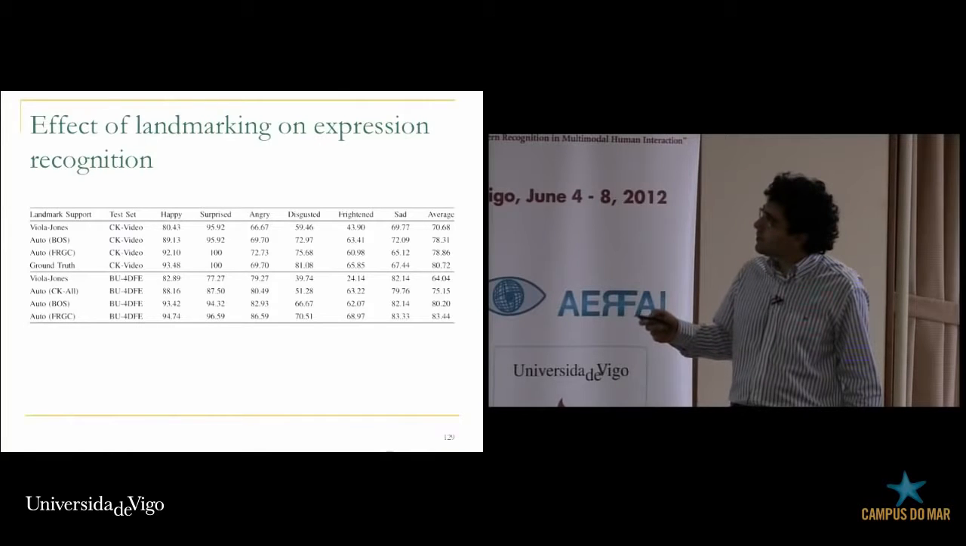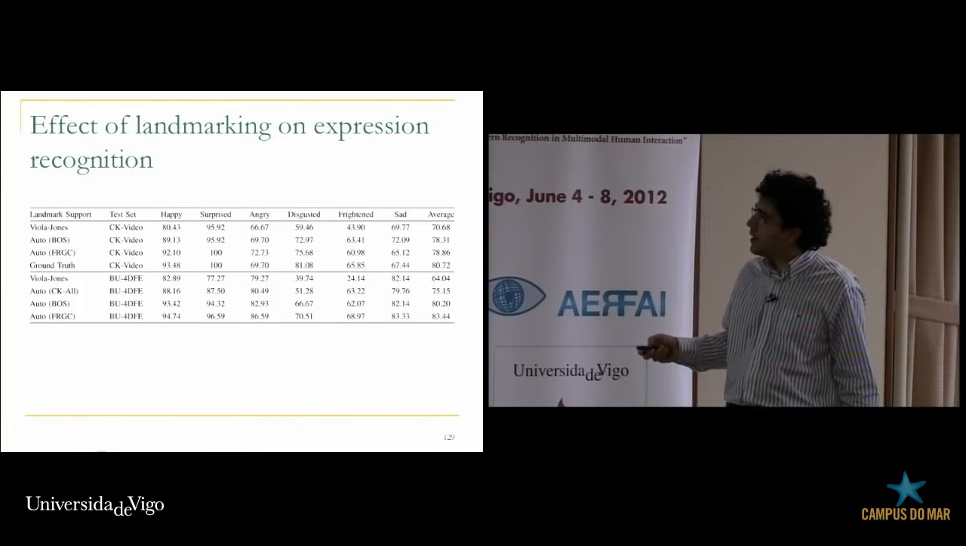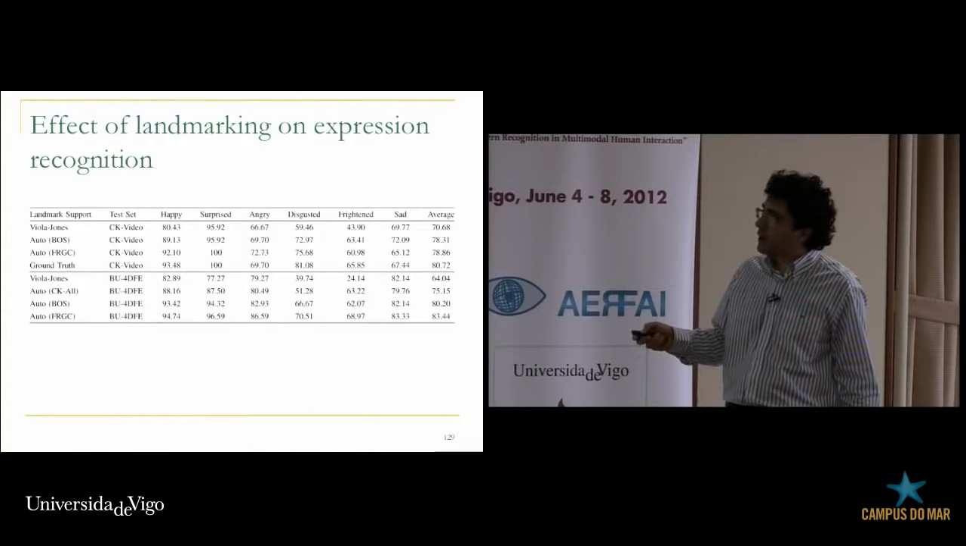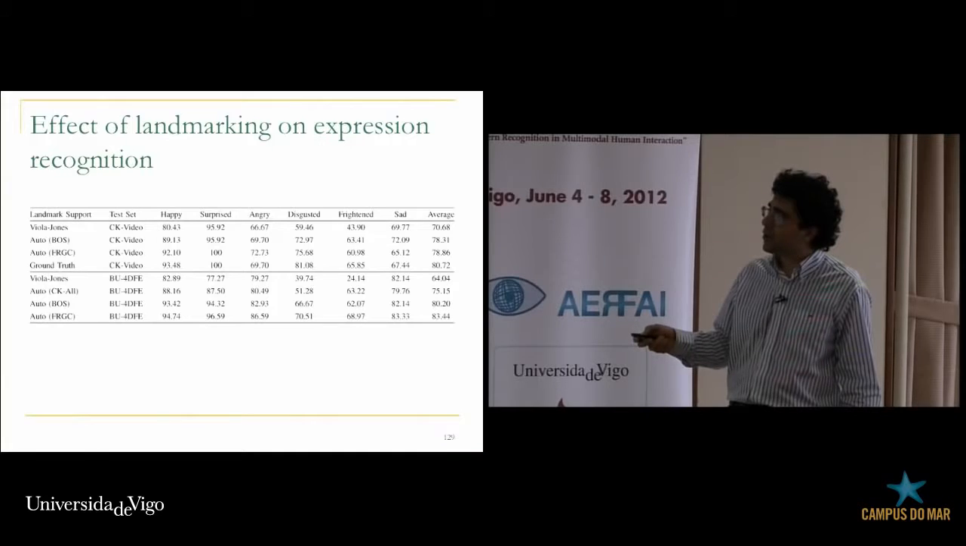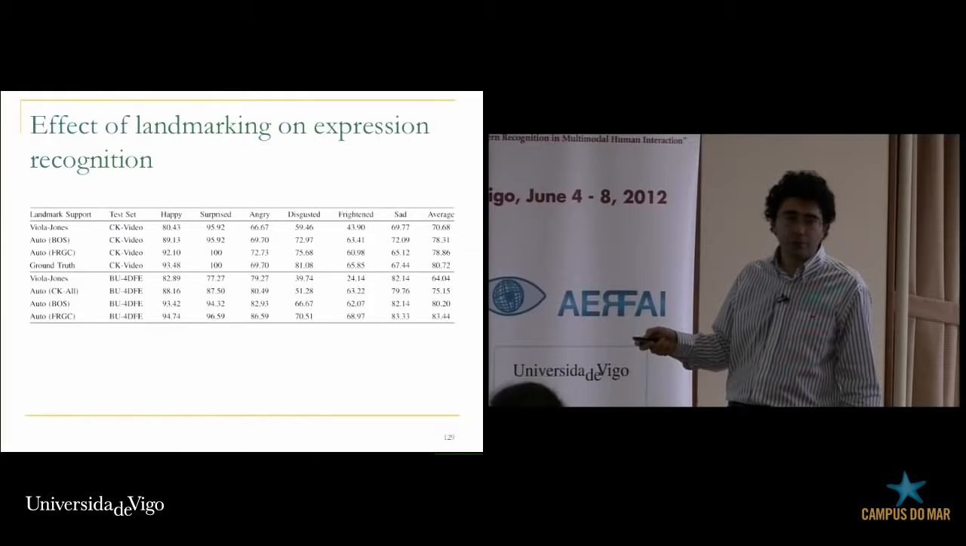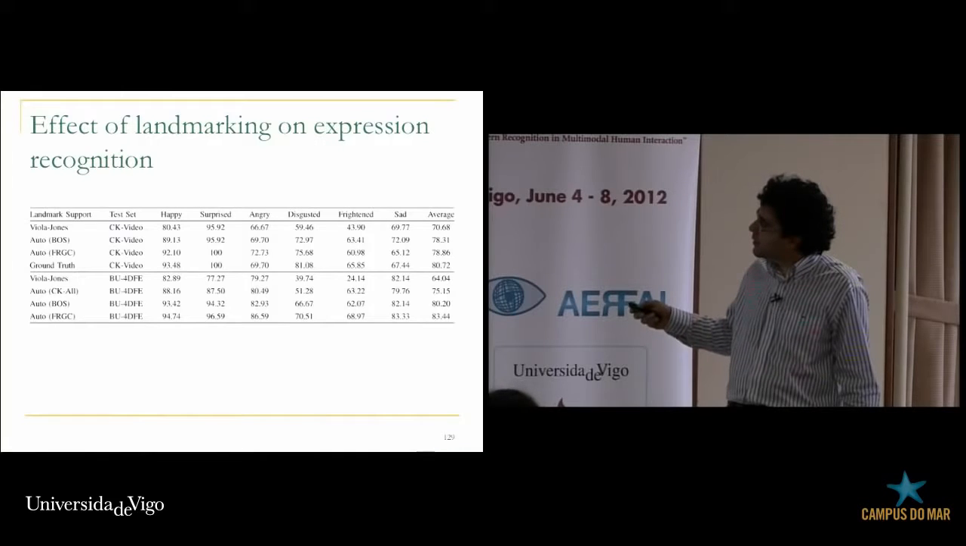So here are some results. The test set is the Bosphorus or the Binghamton 4D dataset. The landmark support is either by Viola-Jones, by the automatic system that I just described, trained on Bosphorus or FRGC, or by manually annotated ground truth. These are the 6 basic expressions, and this is the average accuracy. So let's look at the average.